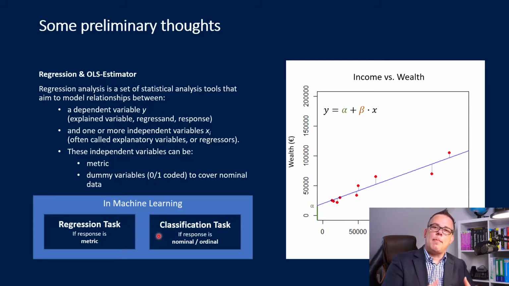Accordingly, we have a metric epsilon. The dependent variable can also be called explained variable or regressant or response variable. I already mentioned that word. And the independent variables are often called explanatory variables because they explain the behavior of the epsilon, or they are called regressors.